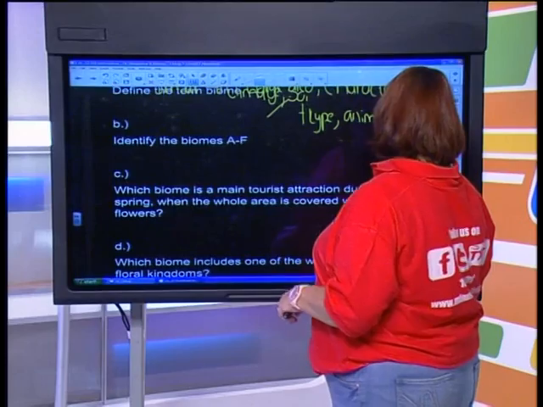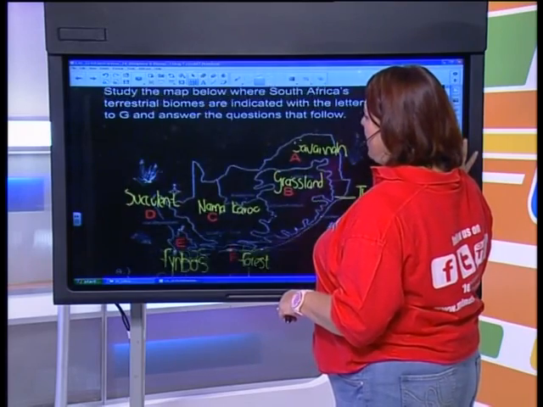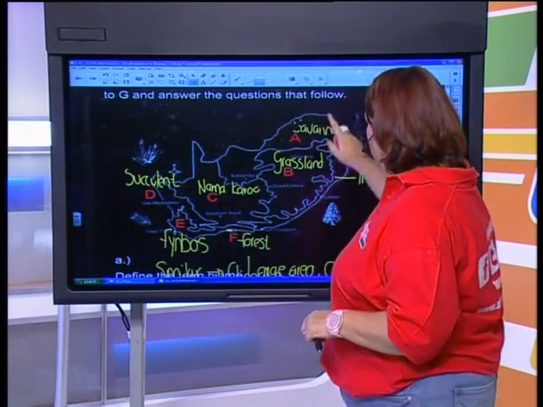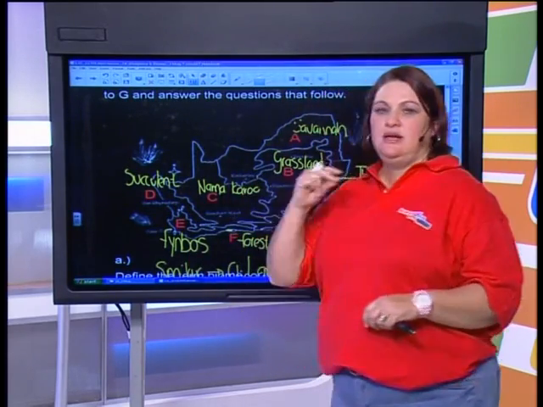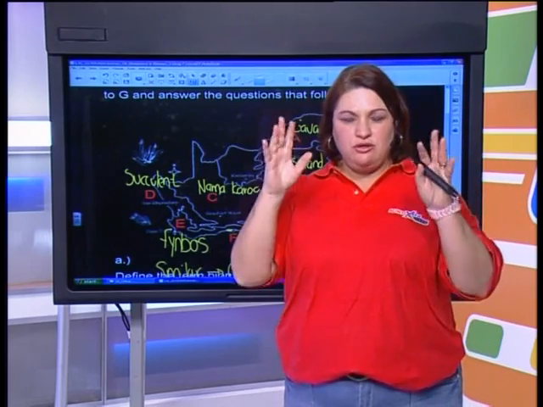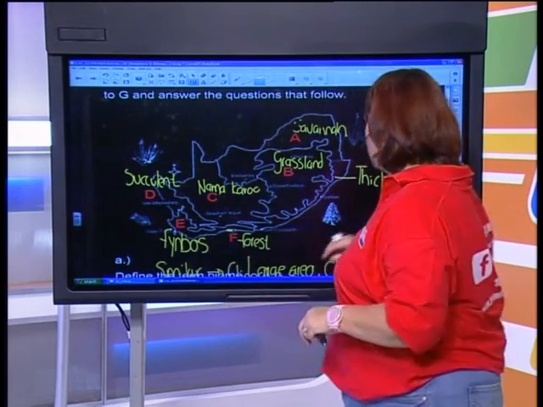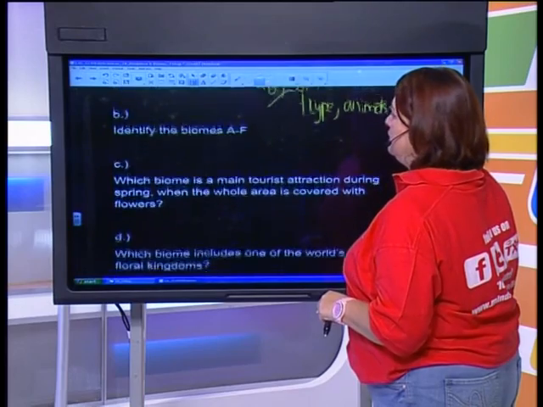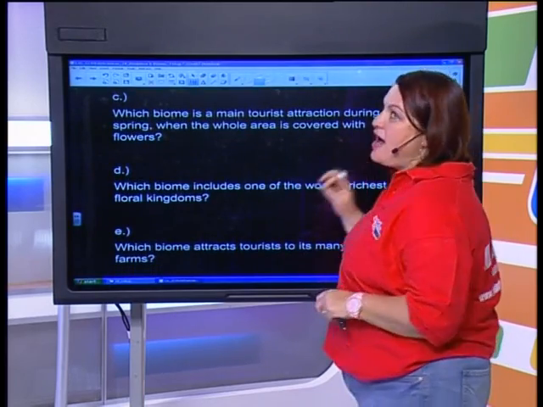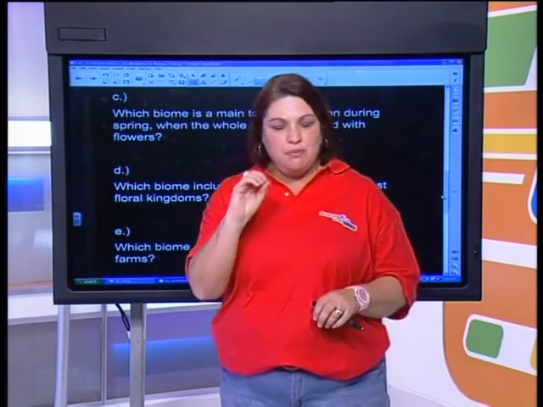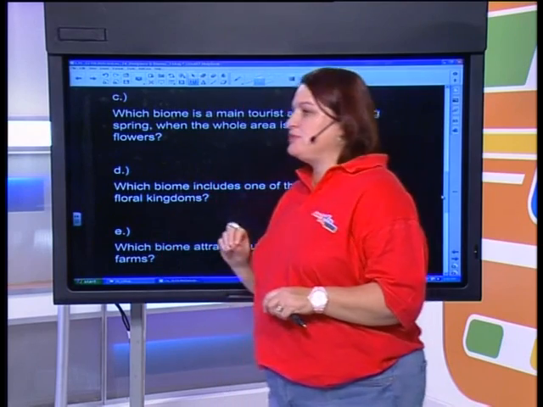All right, next one, identify biomes A to F. There we go, nice and easy. We've done it, quick marks there: 1, 2, 3, 4, 5, 6. You know your map, you know your areas. Now let's see if we can match the description to our biomes.